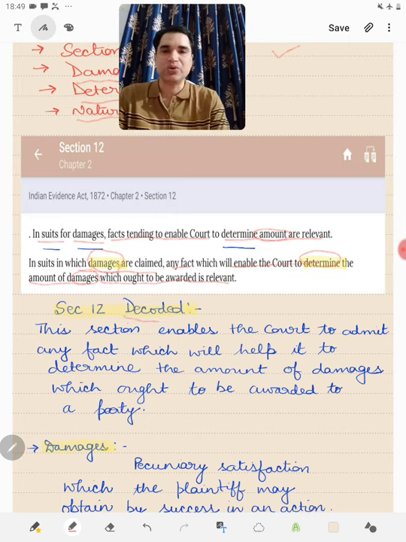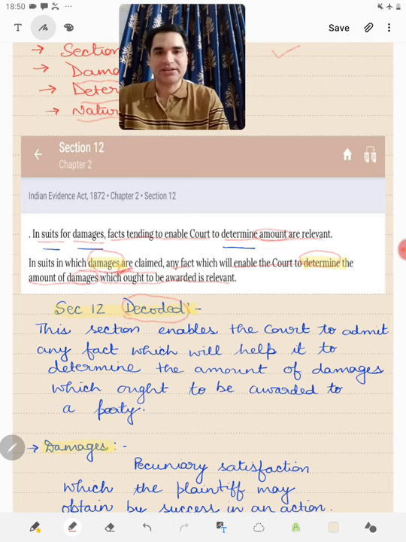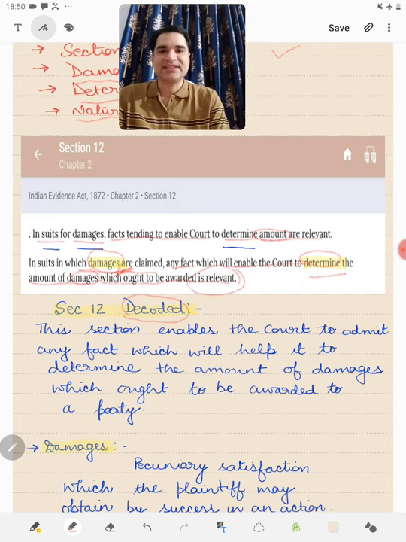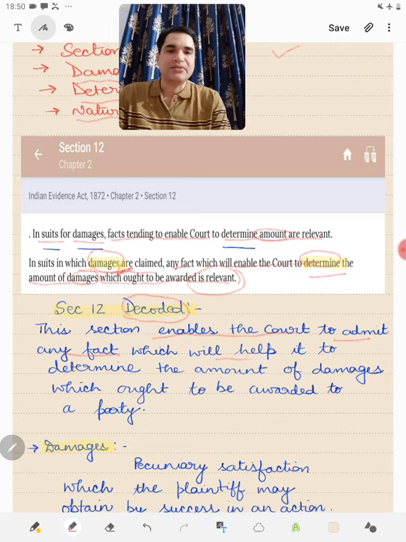Now we will try to decode what is said in section 12. What section 12 says is that in case it is a suit in which damages are being claimed by one party for a certain act, then any fact which will enable the court to determine the amount of damages which ought to be awarded will be relevant as such. So this section enables the court to admit any fact which will help it to determine the amount of damages which ought to be awarded to a party.